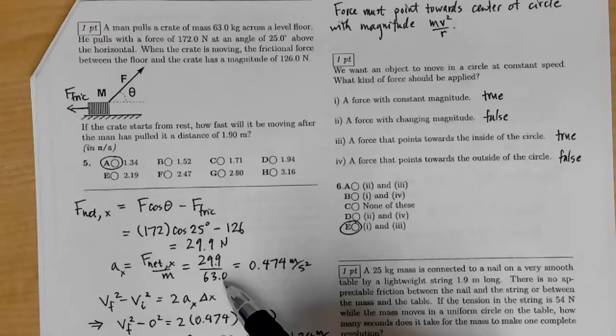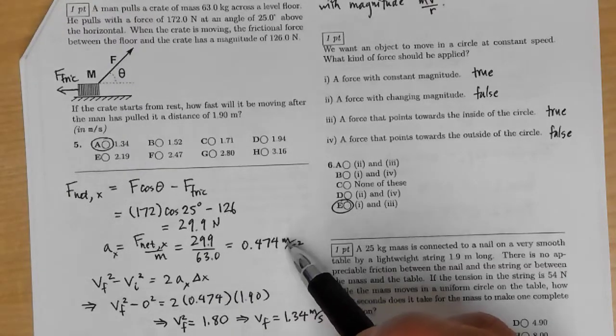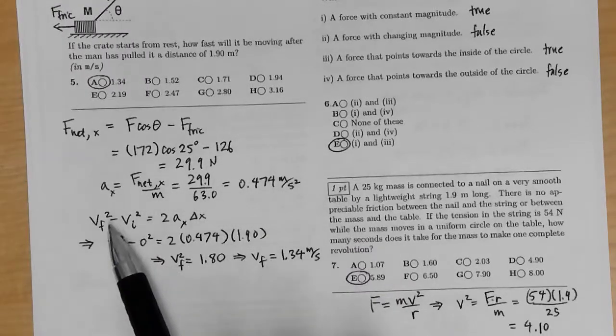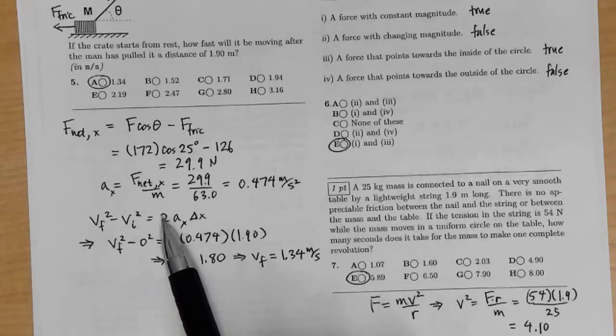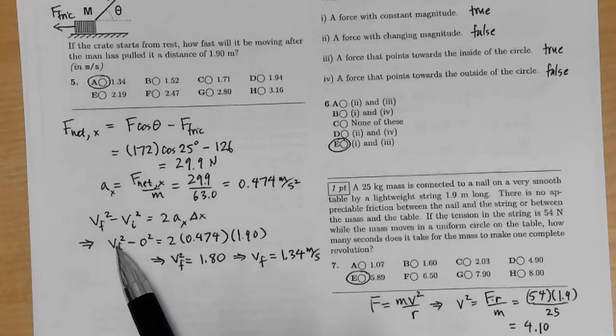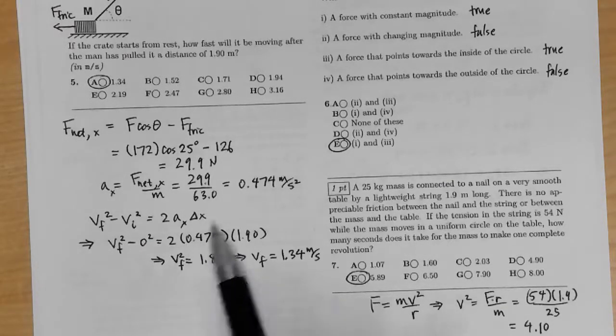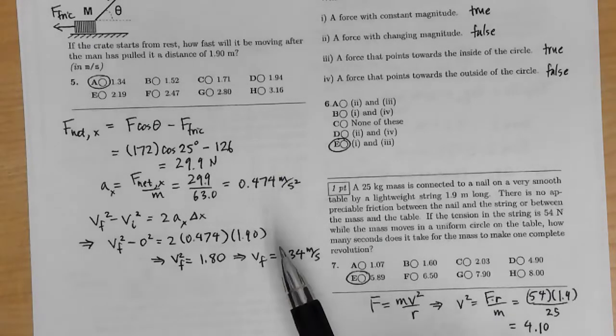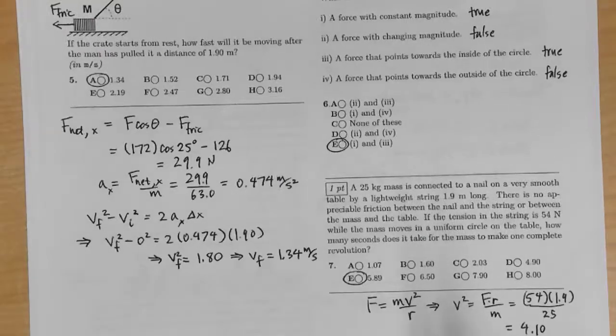29.9 divided by 63.0 comes out to 0.474 meters per second squared. Now we say we don't have delta t here, but we can use this equation: v final squared minus v initial squared is equal to 2a_x delta x. We're told that the initial velocity is 0, starts from rest. And so v final squared is equal to 2 times a_x, which we calculated as 0.474, times delta x, which is given as 1.90, and we get v final squared is equal to 1.8, so v final is equal to 1.34 meters per second.